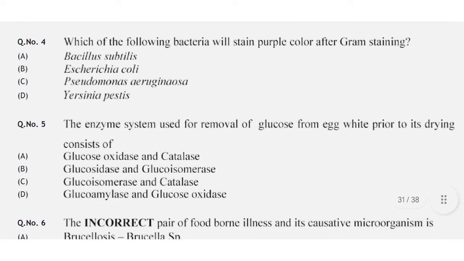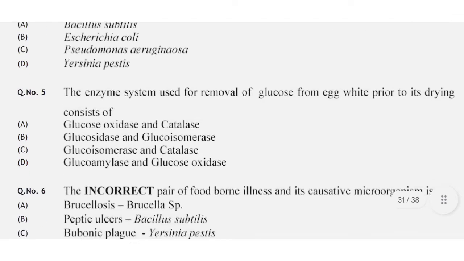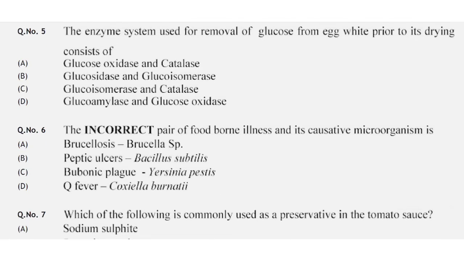Now question number 5: the enzyme system used for removal of glucose from egg white prior to its drying consists of. The right option is A, glucose oxidase and catalase. Now question number 6: the incorrect pair of food-borne illness and its causative microorganism is. The right option is B, peptic ulcer and the bacteria Bacillus subtilis.